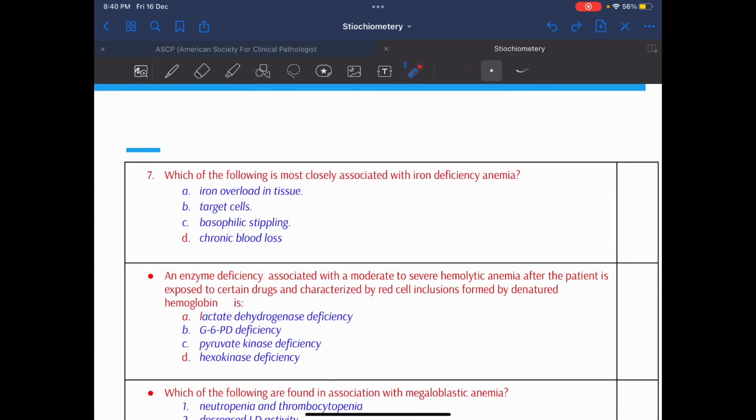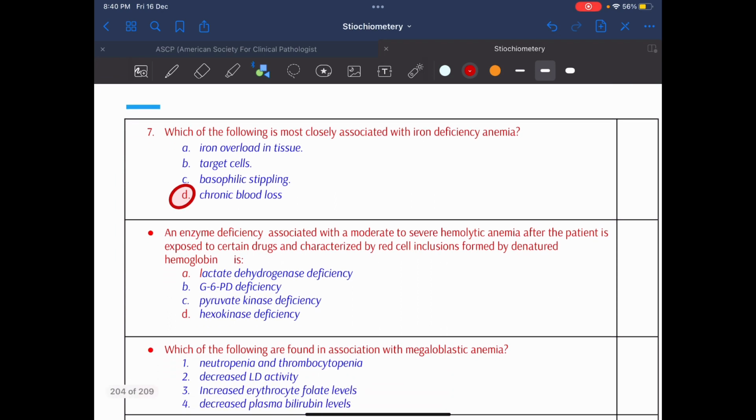Question number 7. Which of the following is most closely associated with iron deficiency anemia? Iron overload in tissue, target cells, basophilic stippling, chronic blood loss. The correct answer is D. Chronic blood loss.